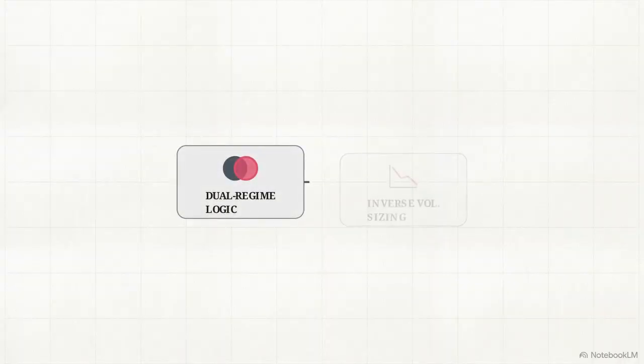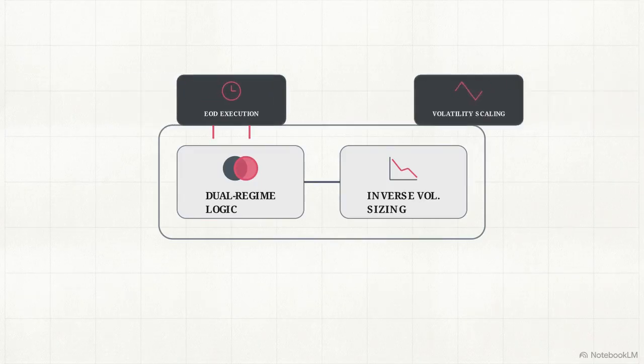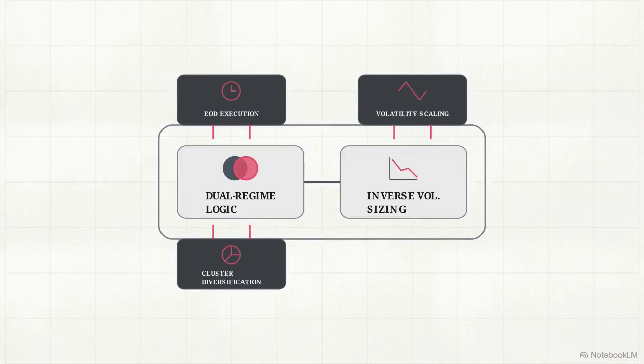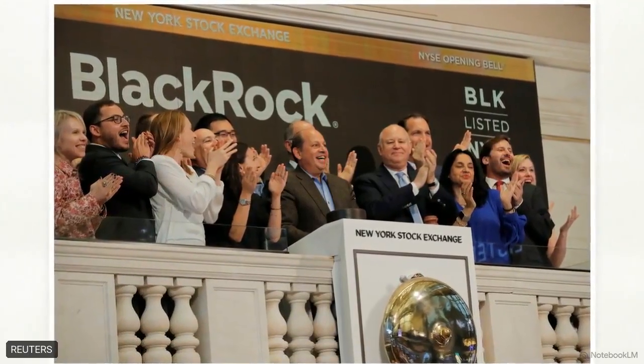The core engine of dual regime logic and inverse volatility sizing should be retained. These elements provide a structurally sound foundation for our trading system. However, the machine must be finalized with the EOD execution patch, dynamic volatility scaling, cluster diversification, and tax lot hysteresis. Only when execution friction is fully modeled and microstructure leaks are plugged does a theoretical backtest transform into a live-ready quantitative machine.